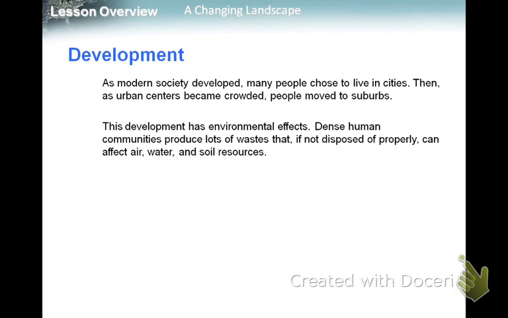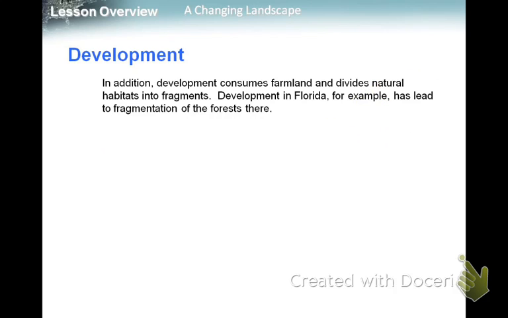In development, modern society has people live in cities, and then as it becomes really crowded, people move to the suburbs. Dense human communities produce lots of wastes that can affect air, water, and soil if they're not taken care of properly. Development also takes up farmland and divides natural habitats into fragments. Florida has a huge fragmentation of forests.